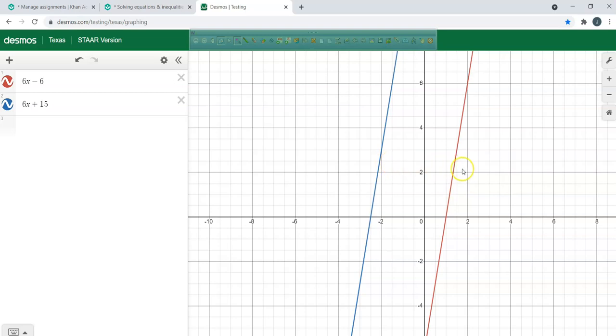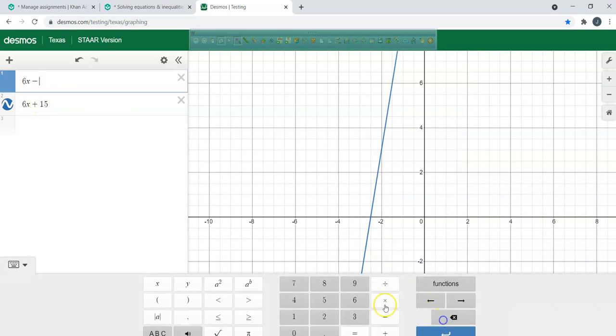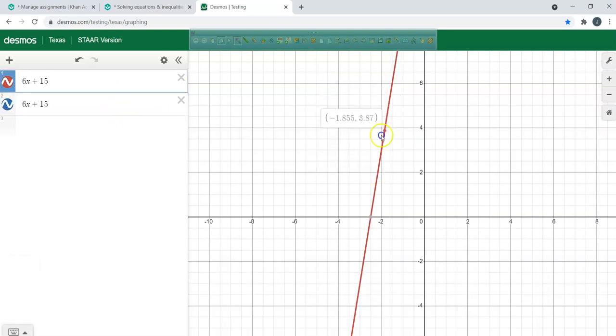And do parallel lines ever touch? No. So if you have the same x values but different constants, then they will never touch. No matter what those constants are, they will never touch. Now, there is a scenario where, what if I said 6x plus 15 equals 6x plus 15? What do you notice about these two lines? They're the exact same line. So what would be the solution for the exact same line? It's an infinite number of solutions. Literally any point on that line would be a solution.